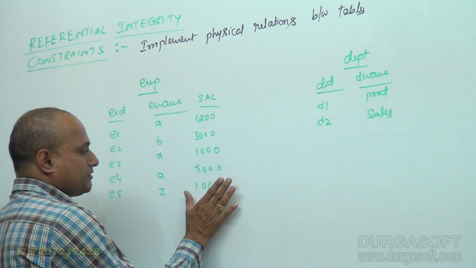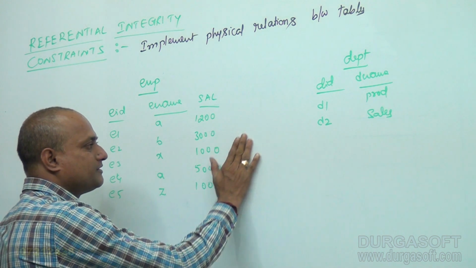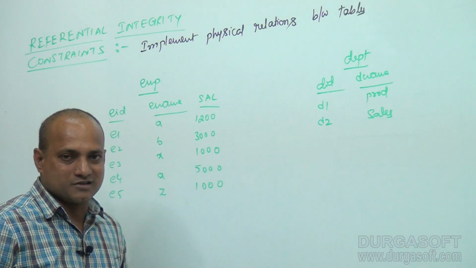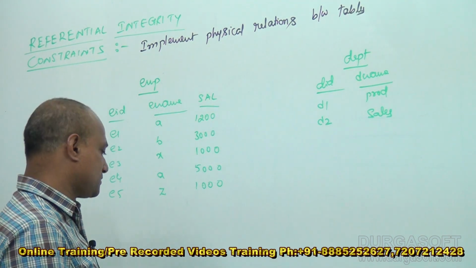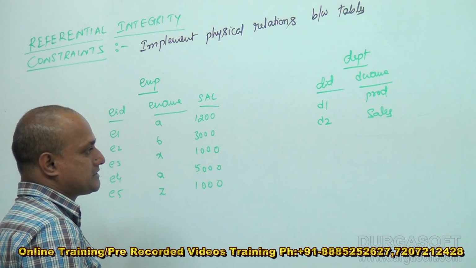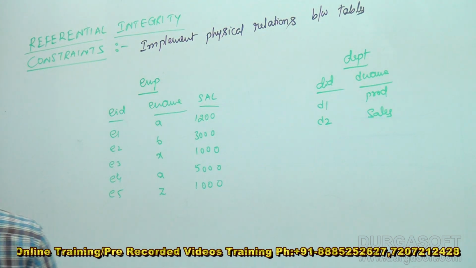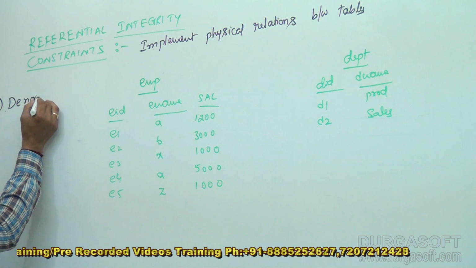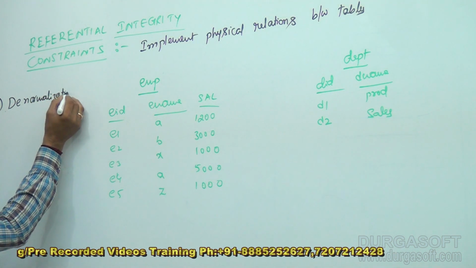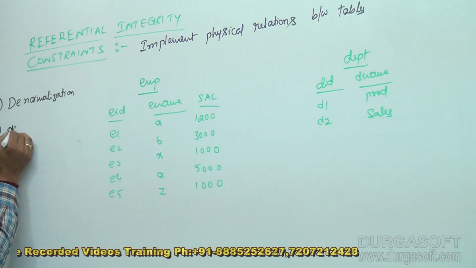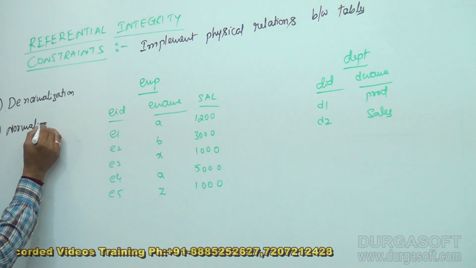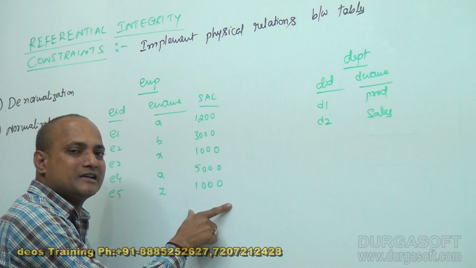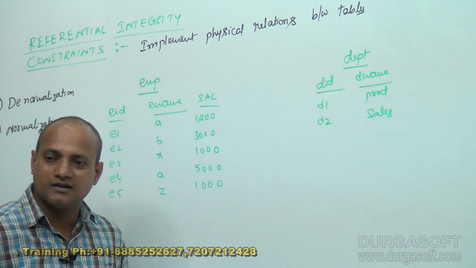As per our discussion, we are missing some information from these two tables. For this problem, we have two solutions, two methods. The first concept is denormalization, and the second concept is normalization. These are the two methods for solving this kind of communication gap between database and client.